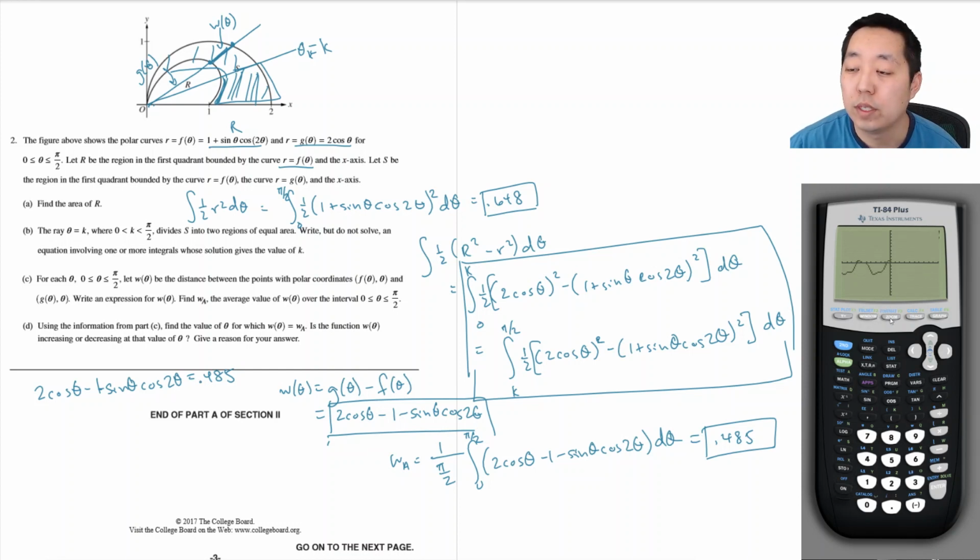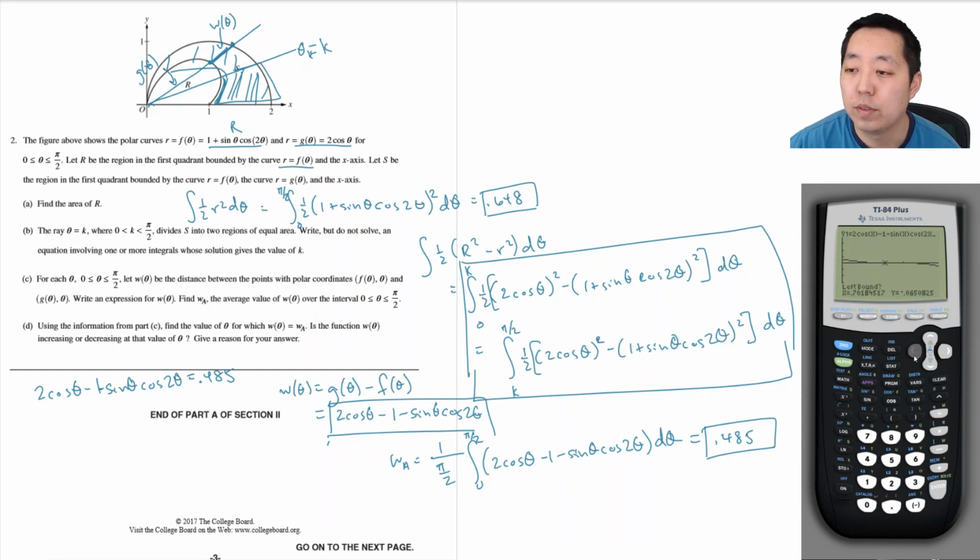I should have windowed it. Because I need to only go to pi over 2. That'll make it easier. So let's make it 0, and then pi over 2. And then y min, we'll do minus 5 to 5. I don't know what the exact values are. I guess I could have thought about it for a second. I want to know what the zeros are in this case, though. Yeah, it's not zoomed in enough, but it's okay. The calculator can find the zero for me. So now I'm going to find the zero.